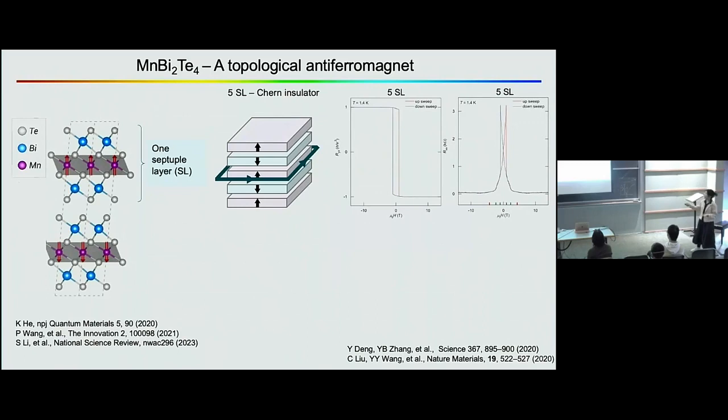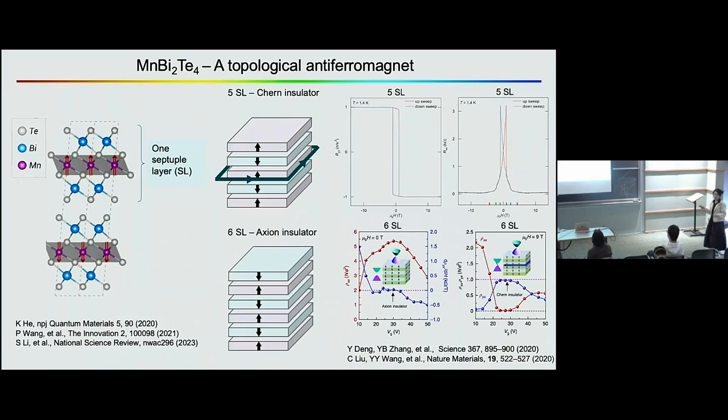If we have an odd number of layers, we will have a net moment, right? And people found it's a Chern insulator. If we have an even number of layers, we do not have a net moment, and people found it's an axion insulator. So we want to use circularly polarized light to control this. Circularly polarized light can control a ferromagnet with net magnetic moment. That's not news, so we focus on this one.